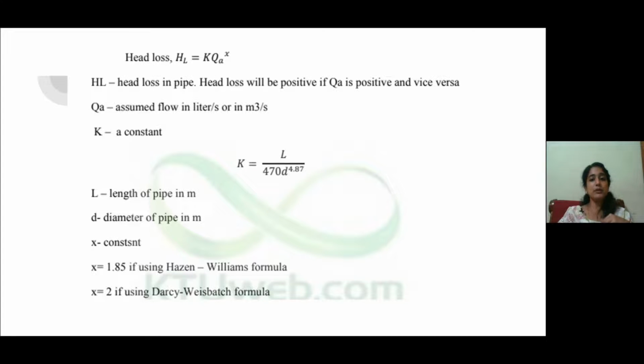And K is equal to L divided by 470 D raised to 4.87. This is according to some equation. L is the length of the pipe in meter. This K will be changing according to Manning's formula, the Darcy-Weisbach equation, and the Hazen-Williams formula. Here D is the diameter of the pipe in meter, X is a constant, and X is equal to 1.85 for Hazen-Williams formula, and X is equal to 2 for Manning's formula and Darcy-Weisbach formula.